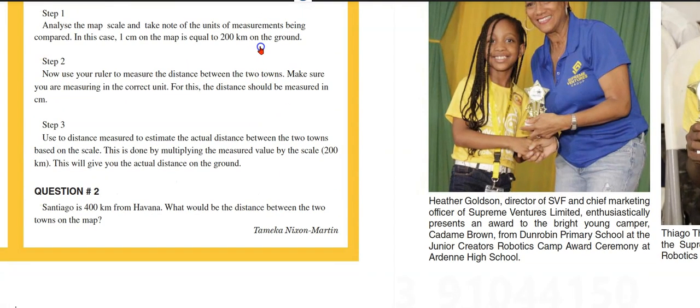Question 2 says Santiago is 400 kilometers from Havana. What would be the distance between the two towns on the map? This is an interesting one. Let's see if you can figure this one out and give us your answers in the comment section below.